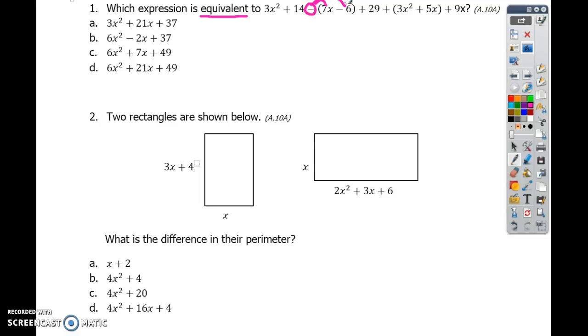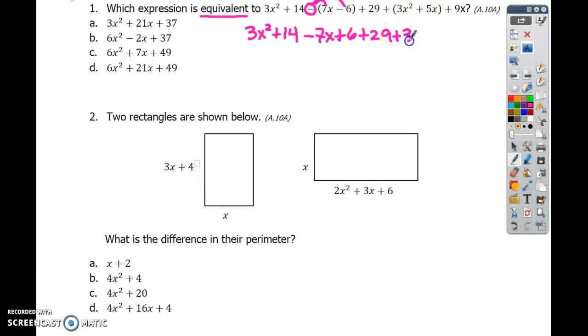Okay, so if you forgot to do that, that's the first thing you need to do. So it becomes negative 7x and plus 6. Everything else just comes down. There's nothing else here that you can distribute. Positive 1 would give you the same thing. So you bring down the 3x squared plus 14 plus 29. You can take off those parentheses right there.